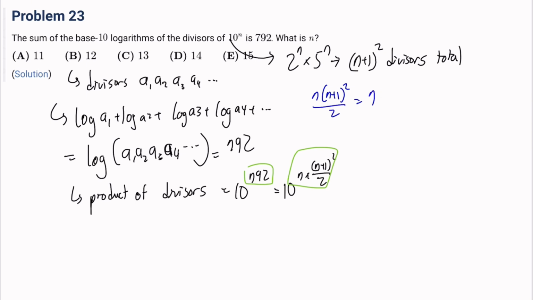Right? And so if we multiply by 2, then that's going to be 792 times 2, which is 1584. And so this is equal to 11 times 12 times 12. And so that means n equals 11.